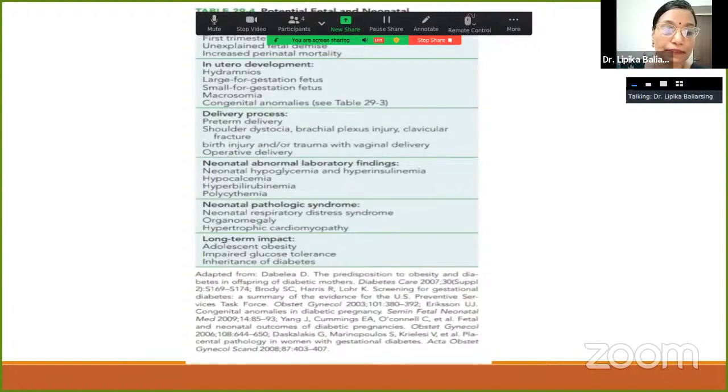The long-term impact on the neonate is that the child can become an obese adolescent, will have impaired glucose tolerance, and will inherit the diabetic state.